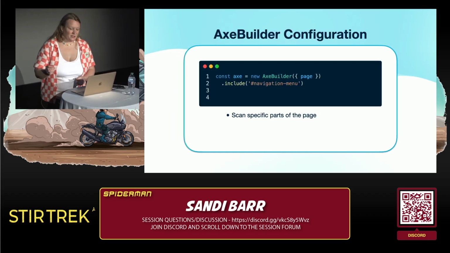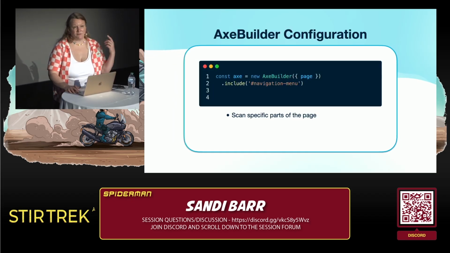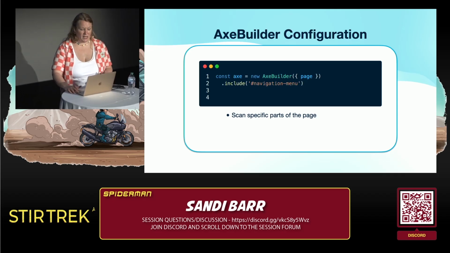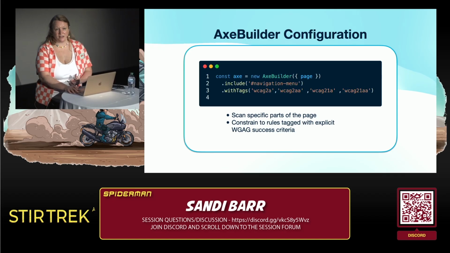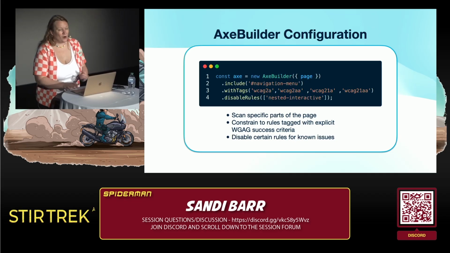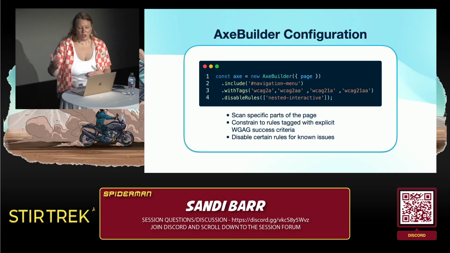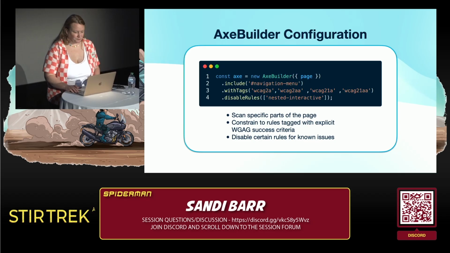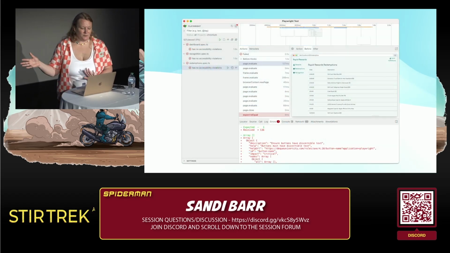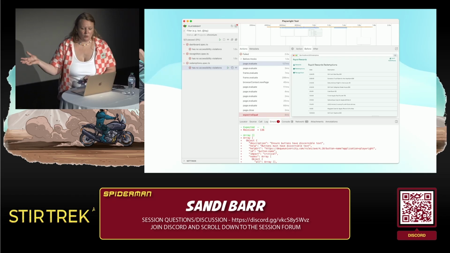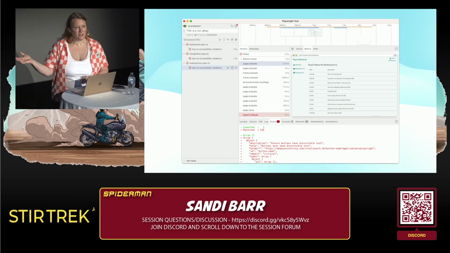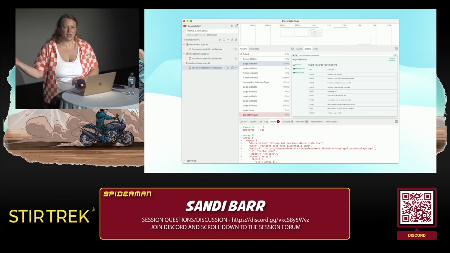The Axe Builder configuration also allows you to filter the scan to specific parts of the page, limit the rules to those tagged with explicit WCAG success criteria, or you can also disable certain rules for known issues until they can be resolved. When the tests run, if the Axe Core tests don't pass, they'll log out violations of each rule along with the DOM markup where the violation occurred to help you track it down.